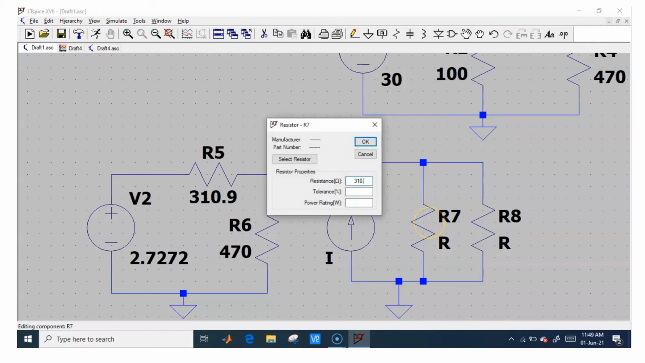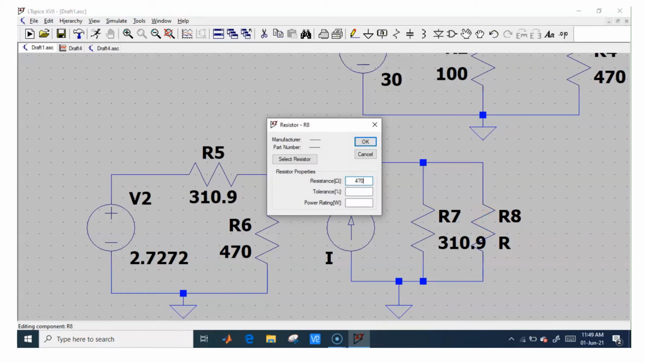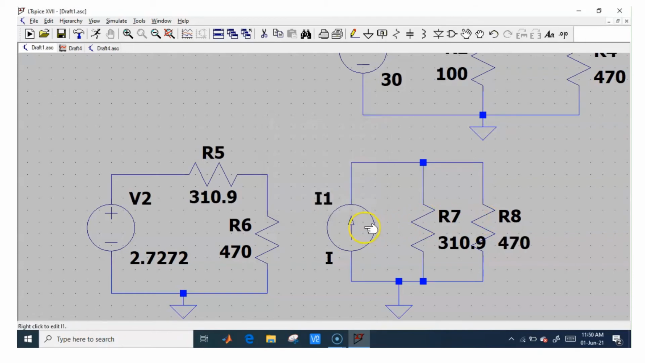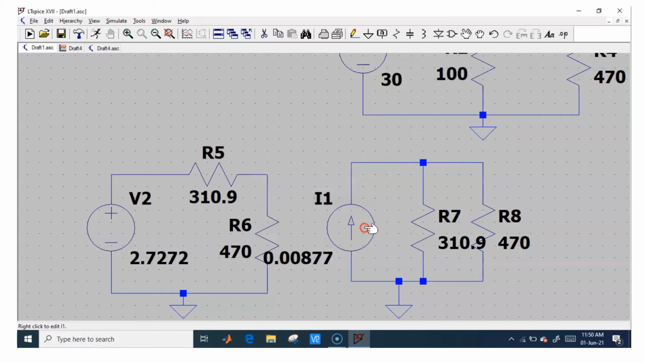Same here also, the equivalent resistance value is 310.9 and the load resistance is 470, and the Norton current, that is the current we found using the short circuit, is 8.77 milli. We can also write it as 0.00877. So now we have got the equivalent circuit and also we have the given circuit as per the given diagram.